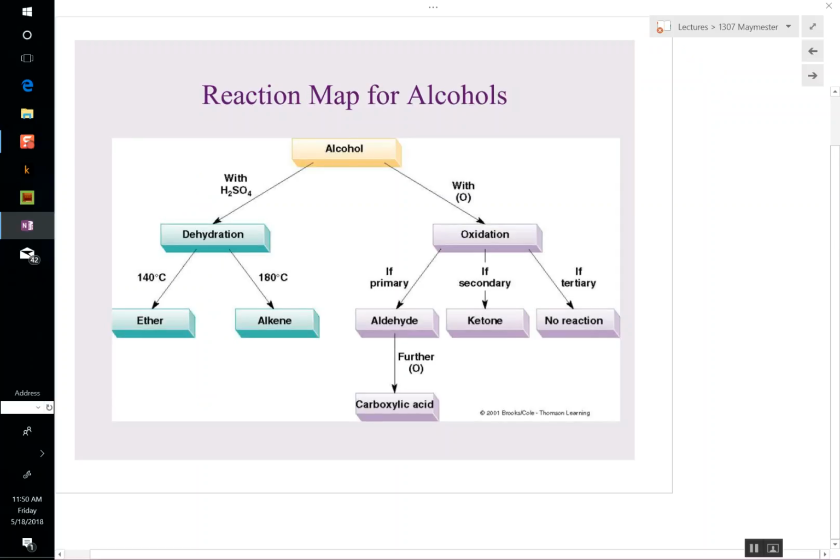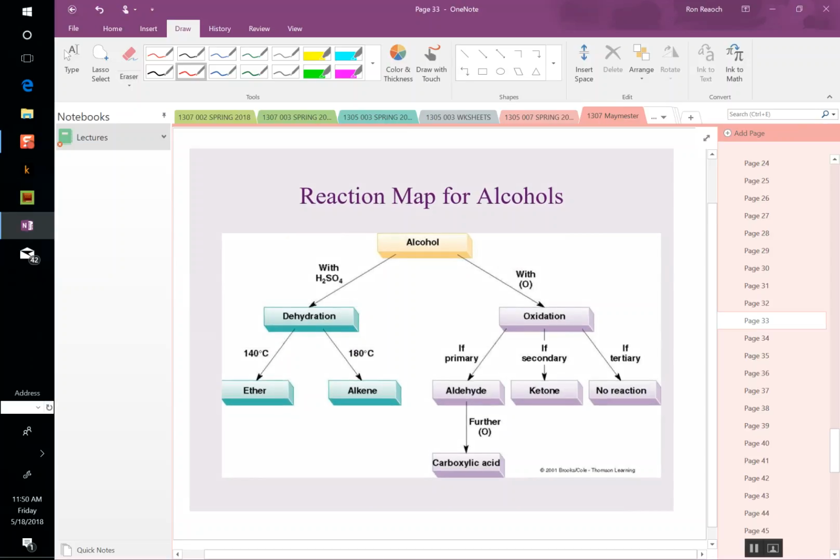Reaction map of alcohols. Wait, how many more slides are there here? Yeah, there are some more. I don't know why we're getting to the reactions. Well, we'll come back and summarize reactions here in a minute.